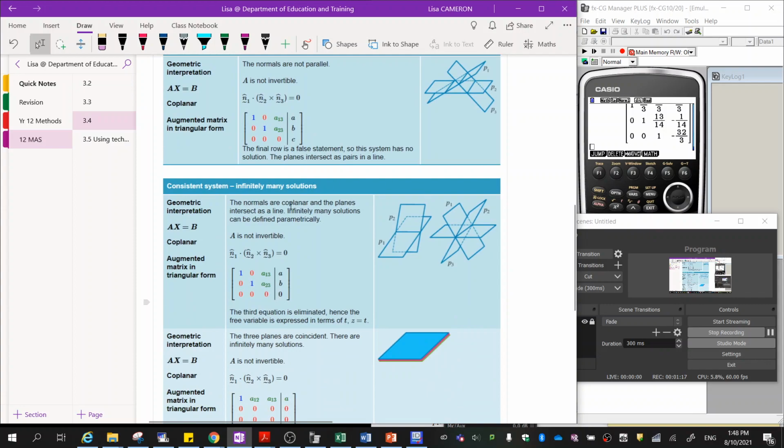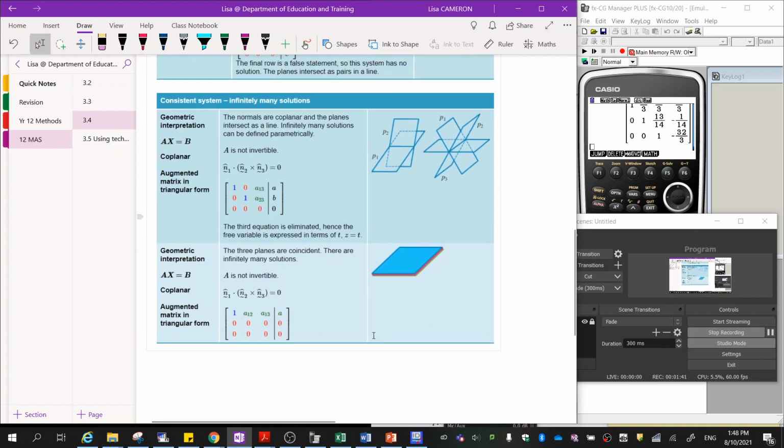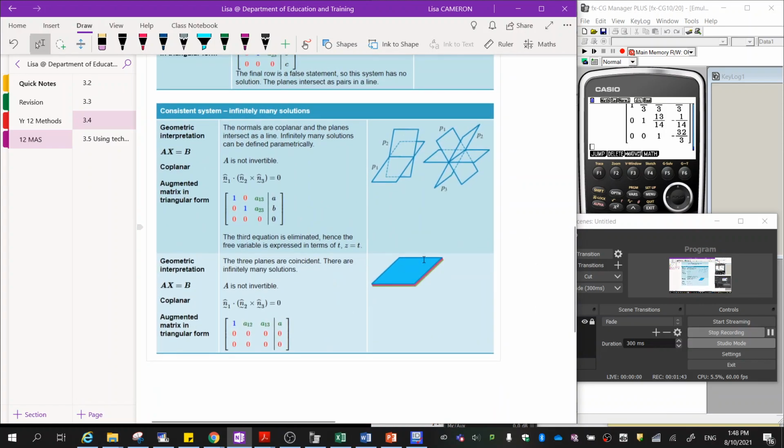If you've got infinitely many solutions, it means that instead of having one point where they all touch, you're going to end up with an equation of a line where they all touch, because along this line here, they are all touching. That will give you a system that looks like this. You'll notice that we've got a 0 in that position instead of a C value. So that's how you can identify that it's going to be infinitely many solutions. The last option that we look at is when you've got 3 planes on top of each other. So if you've got 3 on top of each other, it will appear like this.